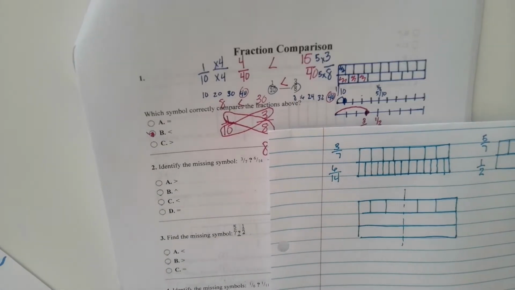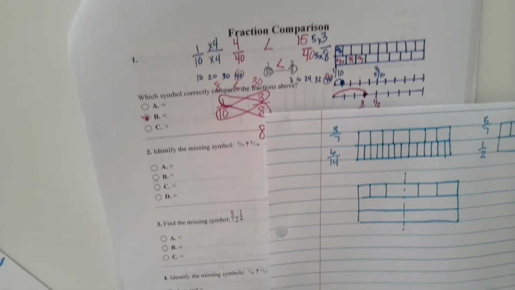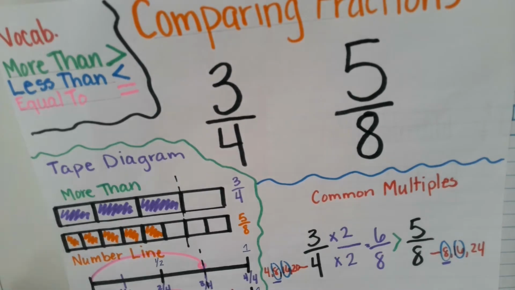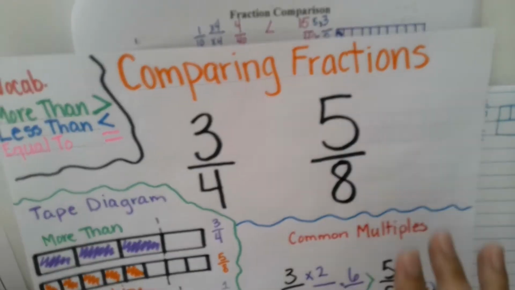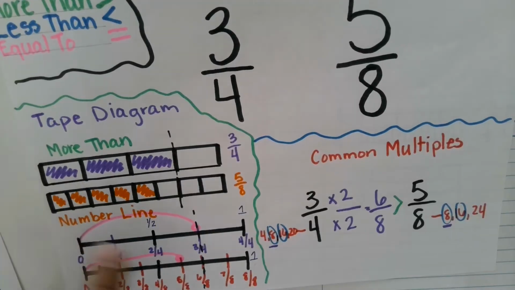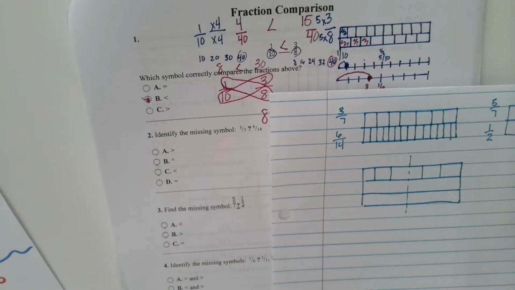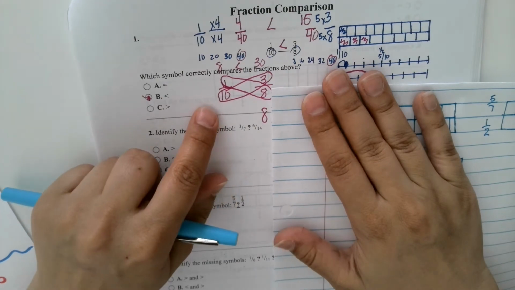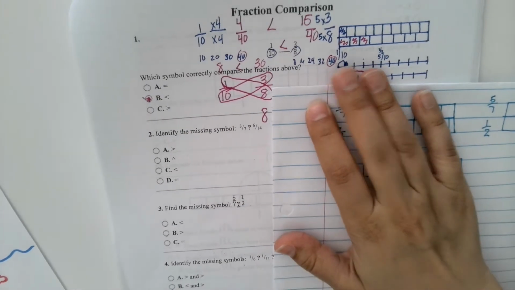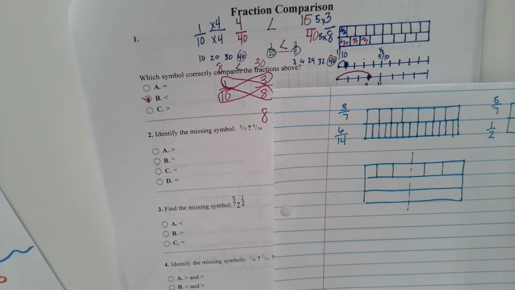Hey guys, we're gonna keep going with fraction comparisons. Last week we went over the different ways to compare fractions, right? So we have our fractions, we could do it with a tape diagram, we can use number lines, we can find common multiples, or we went over our cross multiplication, or what we call the butterfly method, to simplify it. So today we're gonna go over a couple problems doing the multiple ways.